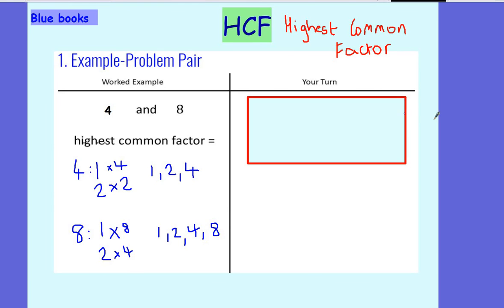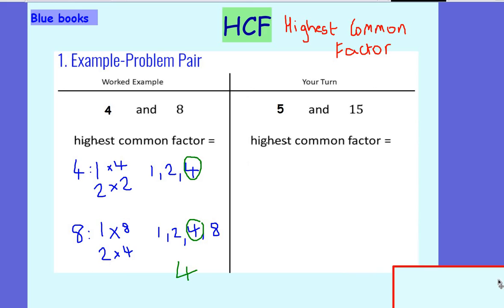Time to identify my highest common factor. Rowan, what's my highest common factor of 4 and 8 therefore? The biggest number that's a factor of both is 4. Thank you, Rowan. So my highest common factor is 4.